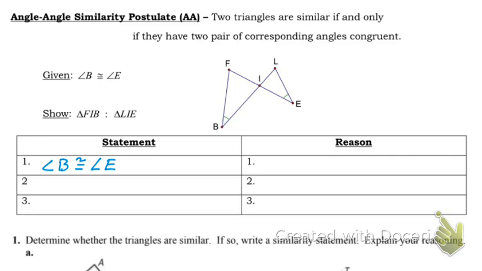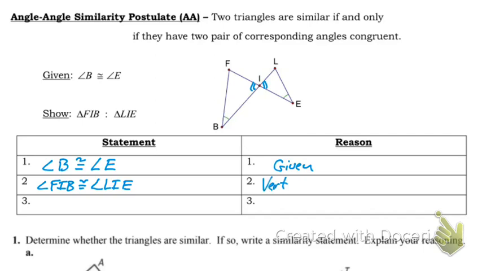And just a reminder, our given is usually our first step, so that's always how we get our point. In order to show that these two things are similar, I need another angle being congruent between those two triangles. What other angle is there that shows that those two triangles would be similar? Yes? Yeah. We can say angle FIB is congruent to LIE. And what lets us say that? Yeah. Vertical angles theorem.